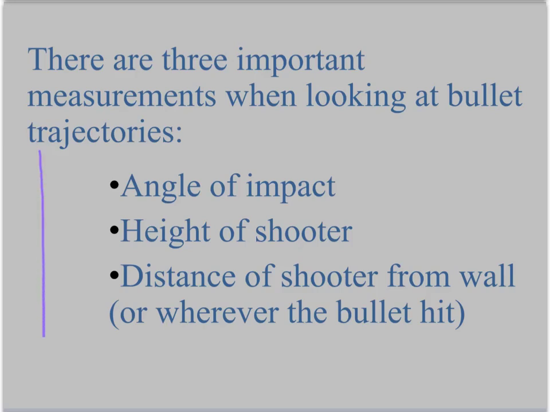So if this is our wall, our question that we're going to ask ourselves is, what angle did the bullet hit the wall? Now, it's possible the bullet came in and hit the wall at this angle, or it's possible the bullet came in and hit this angle, or even this angle. So we need to know, first of all, what was the angle of impact of the bullet. The next thing we want to know is how tall was the shooter. And then the third thing is, what was the distance of the shooter from the wall or wherever the bullet hit if it wasn't the wall. So angle of impact, height of the shooter, and distance of the shooter from the wall are the three important measurements that we're always going to be talking about.